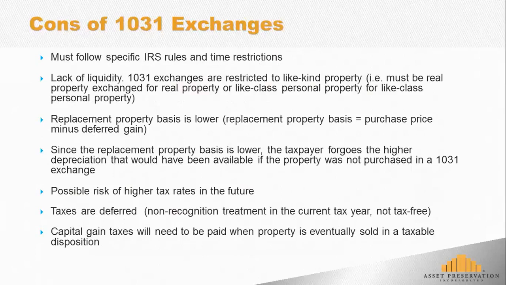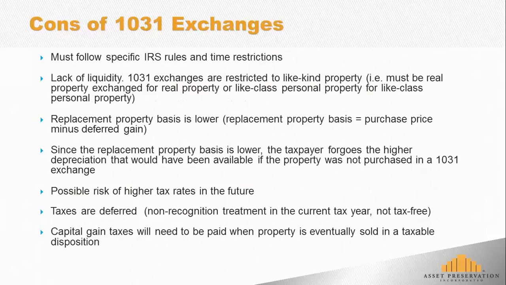Another disadvantage is that the basis in the replacement property is lower than if the taxpayer purchased it outside of an exchange. So the replacement property basis, the simple formula is the purchase price minus the deferred gain. So what you want to be aware of is that the basis of the property given up gets transferred into the basis of the property being acquired.